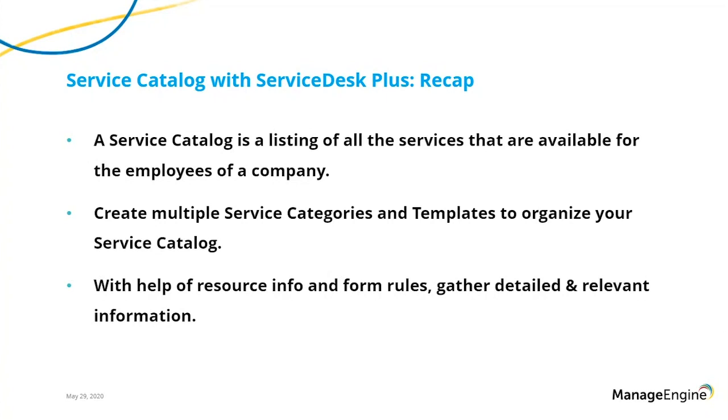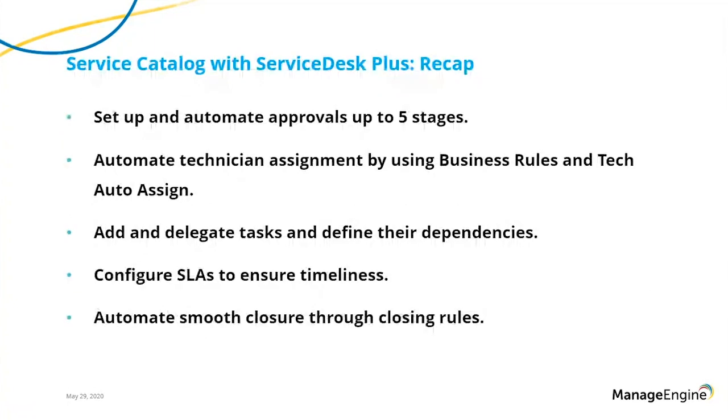With the help of resource information and form rules, you could get all the detailed and relevant information as and when you're raising a request. And through automatic approvals up to 5 stages, you could ensure that your key stakeholders are being notified and you're getting the right approvals. Through technician auto assign and through business rules, you could ensure that automatic ticket assignment is being made. With the help of delegations and tasks, you could make sure that the right team is being alerted of their work, thereby ensuring no discrepancies, right?